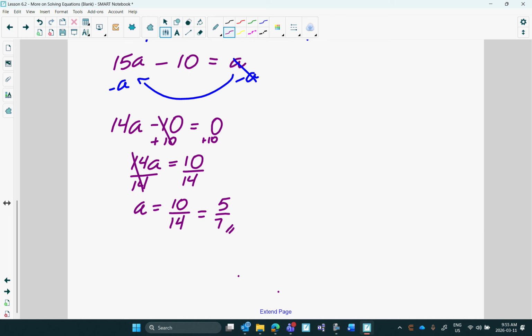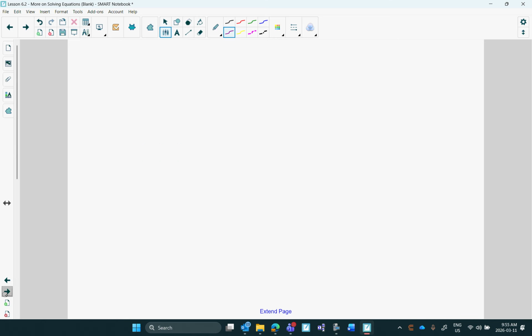Okay, so those are fraction equations. We're going to be dealing a lot with fraction equations in future years. So I want you to get used to practicing with them now.